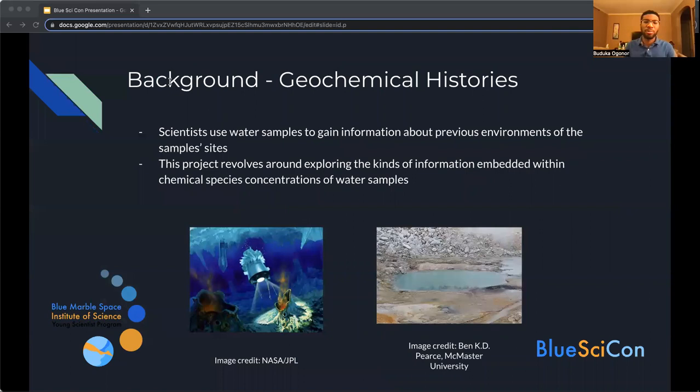So a major goal in geochemistry is to understand the environmental history of a location, be that a single ecosystem, the Earth, or an extraterrestrial body. One can achieve this by taking samples of a location and tracing back the environment the sample was likely produced in, but this is easier said than done.